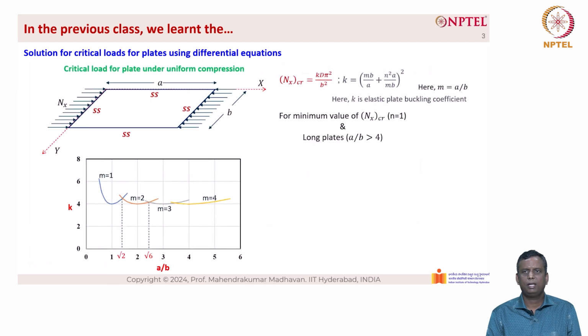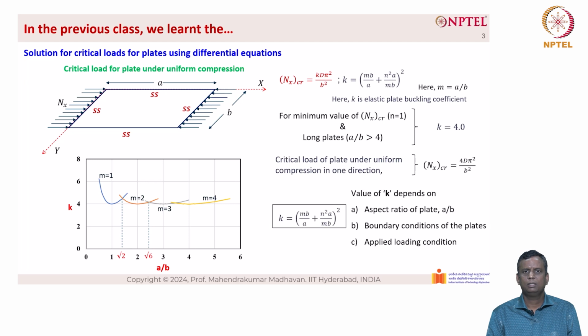So for the minimum value of Nx critical, n equals 1, where n represents the number of half sine waves in the direction perpendicular to the loading, and for long plates where a by b is greater than 4, k is given as 4.0. The critical load of a plate under uniform compression in one direction is given as Nx critical equal to 4π²D by b². So here k, defined as (mb/a + n²a/mb) the whole squared, is a function of three things. The first is the aspect ratio of the plate, a by b. Number 2, it is a function of the boundary condition of the plate. And number 3, it is also a function of the applied loading condition.